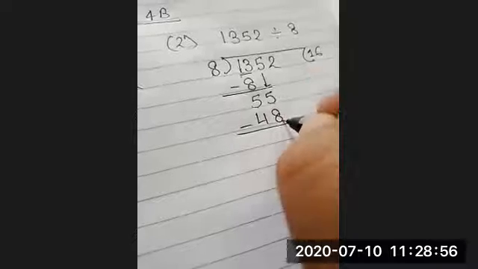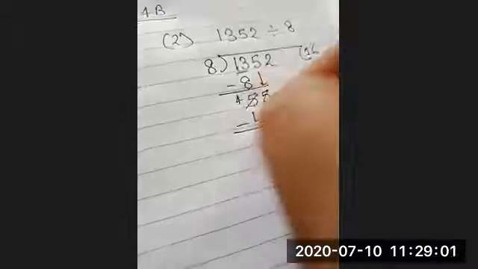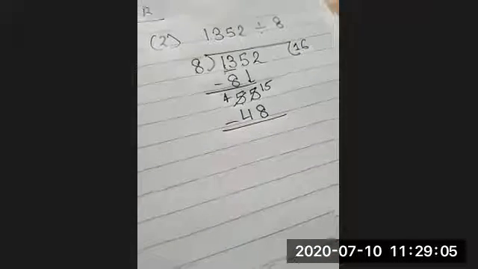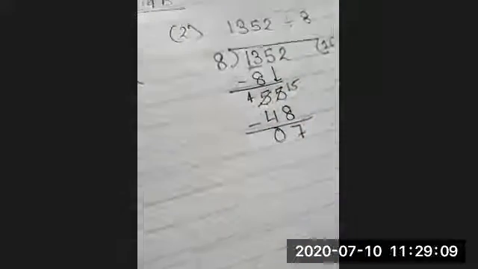8 sixes are 48. Now 5 minus 8 we cannot do, so we will take a carry from this number. So this will be 4 and this will be 15. 15 minus 8 is 7. And 4 minus 4 is 0.